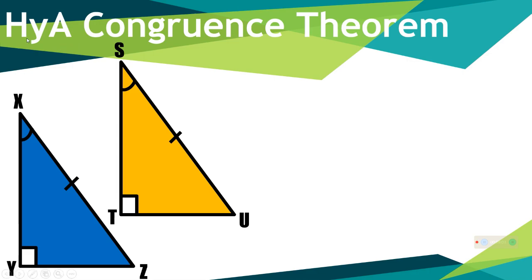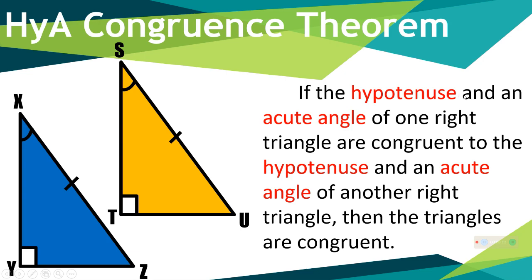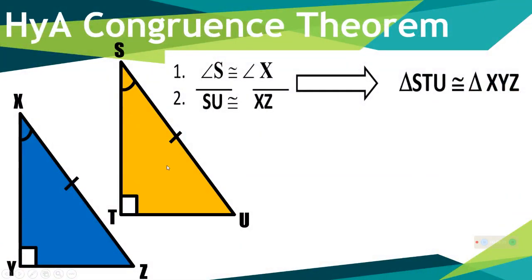Right? So the hypotenuse-acute angle congruence theorem states that if the hypotenuse and an acute angle of one right triangle are congruent to the hypotenuse and an acute angle of another right triangle, then the triangles are congruent. Okay? So, let's have these proofs. We have here angle S congruent to angle X and segment SU congruent to segment XZ as our hypotenuse. So, hypotenuse and an acute angle are congruent. Therefore, triangle STU is congruent to triangle XYZ. Okay, so that's the second one.